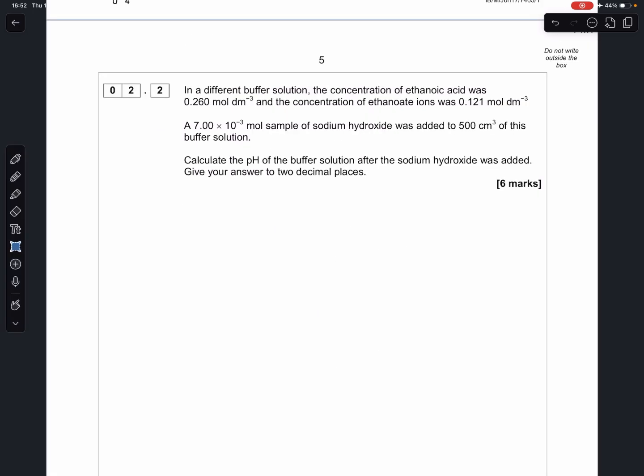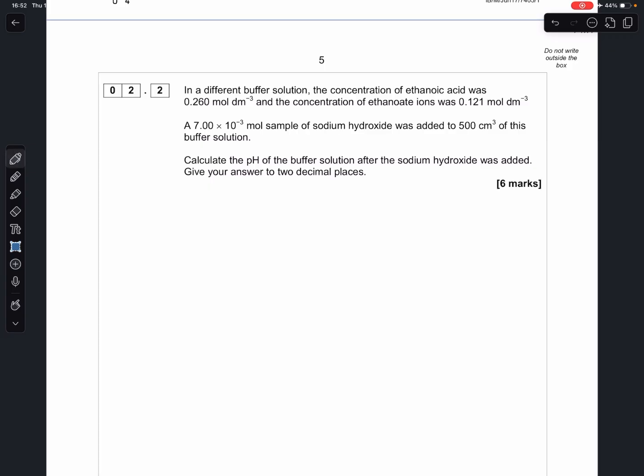There you go. In a different buffer solution, the concentration of ethanoic acid was 0.260 mole per decimeter cubed, and the concentration of ethanoate ions was 0.121 moles per decimeter cubed. And then we're adding a 7 times 10 to the negative 3 mole sample of sodium hydroxide to 500 centimeter cubed of this buffer solution. Calculate the pH of the buffer solution after the sodium hydroxide was added. Give your answer to 2 decimal places.